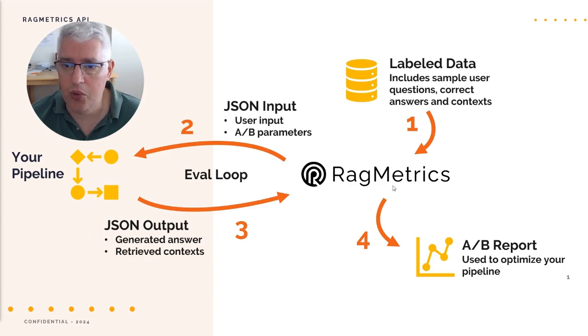And then we're going to collate all of those. We're going to evaluate them and then create an A/B report that you can then use to optimize your pipeline. So you can actually make some decisions. Let's see what it looks like in the product.